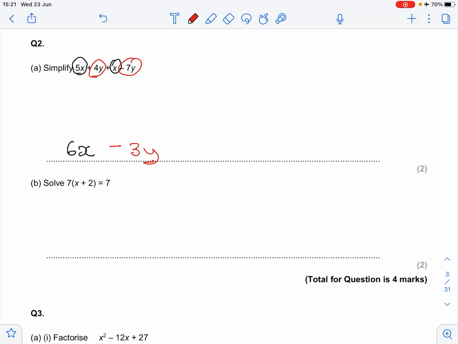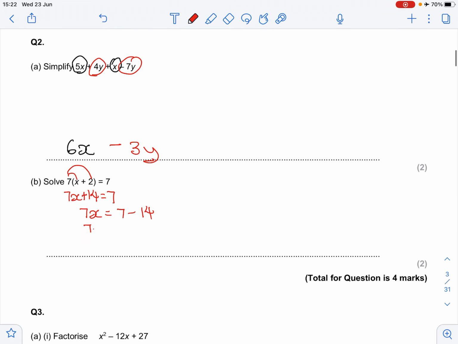Part B, we are asked to solve. So again, we expand our bracket, which is 7x, 2 times 7, plus 14 equals 7. Since it's add, we subtract. So 7x is equal to 7 minus 14. Therefore 7x is equal to minus 7. And your x is equal to minus 1.